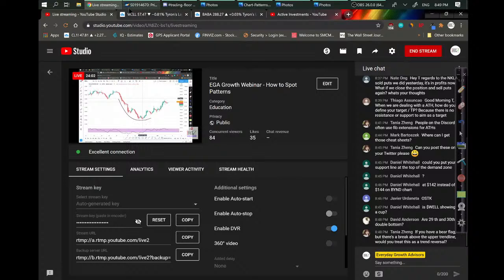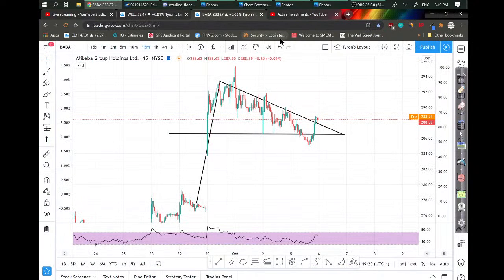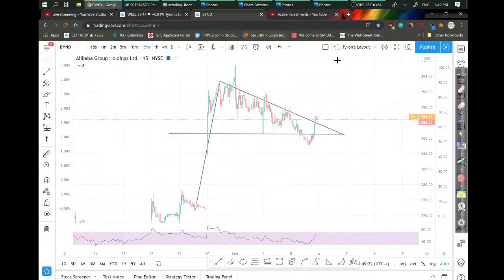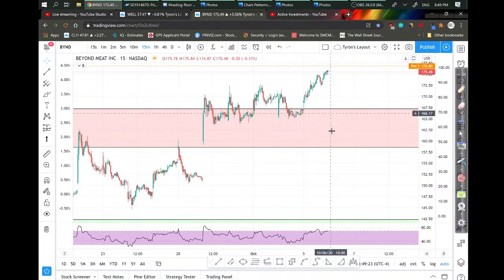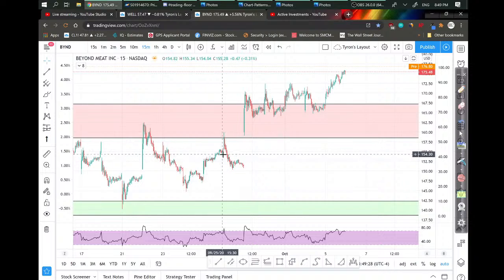29th and 30th double bottom. I'm guessing you mean on Beyond. 29th and 30th of what? 29th, 30th, this here. You can, I mean, kind of, not really.